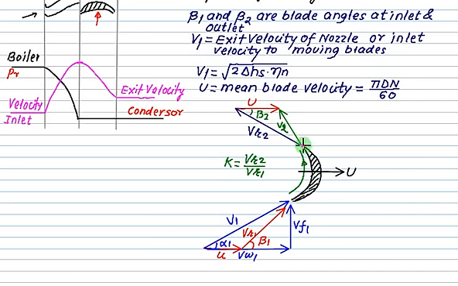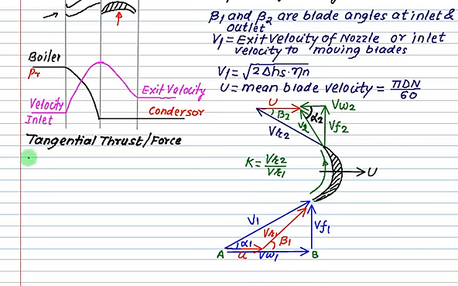This V2 has two components, one is vertical and one is horizontal. The vertical component is called the flow velocity at exit, and the horizontal component is called the velocity of whirl. You notice here VW1 is from A to B, whereas VW2 is much smaller as compared to VW1. And the angle made by the exit velocity, that is V2, is equal to alpha 2.